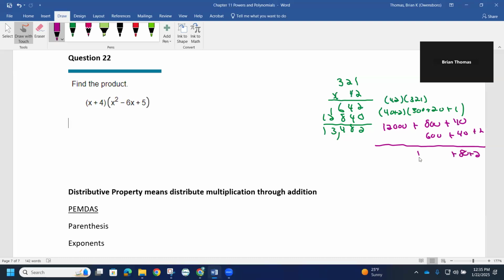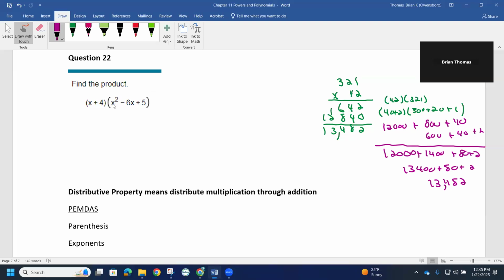So if we do the math, I'm seeing a 2 and an 80. And this is going to be 1,400 and a 12,000. So 12,000 and then 1,400 would be 13,400 plus 80 plus 2. That's going to be 13,482. So that math does play out. So we can multiply using parentheses and the distributive property.